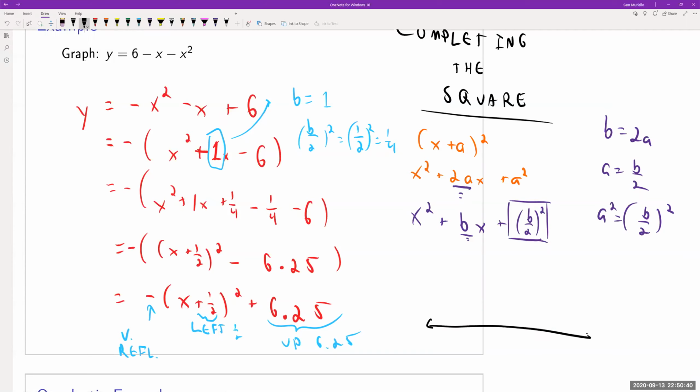Putting all of this together, the vertex is going to be negative 1/2, 6.25. And it's a downward facing parabola. There wasn't a stretch or a shrink, so it'll be a fairly standard looking parabola.